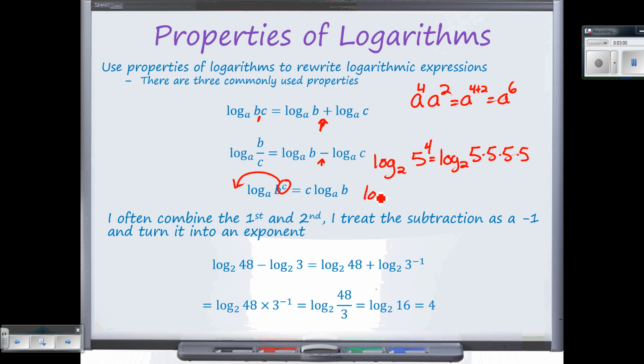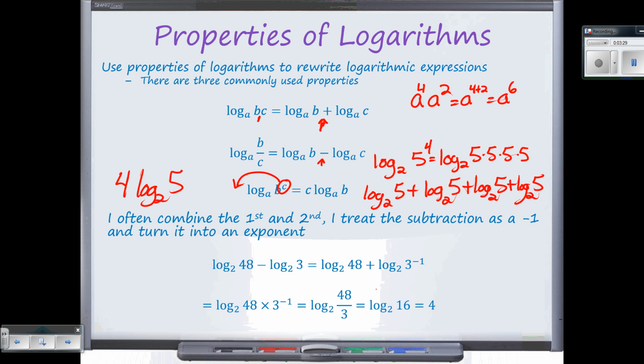Well, look at that first property. We know we could rewrite this as log base 2 of 5 plus log base 2 of 5 plus log base 2 of 5 plus log base 2 of 5. Well, I have 4 log base 2 of 5s, so I can write that as 4 log base 2 of 5. Ta-da! I just brought the exponent down in front. So that's why that works.